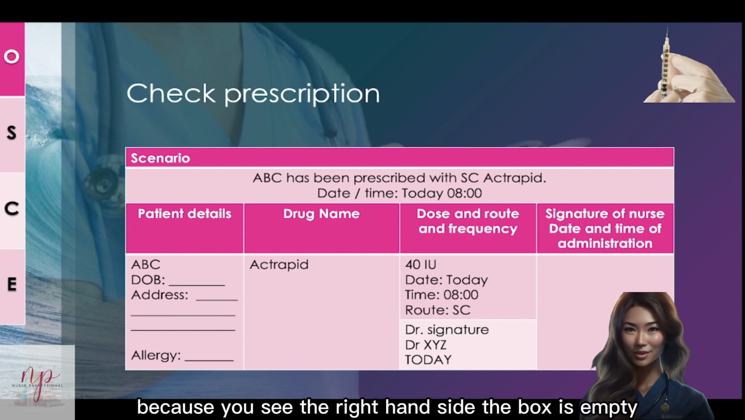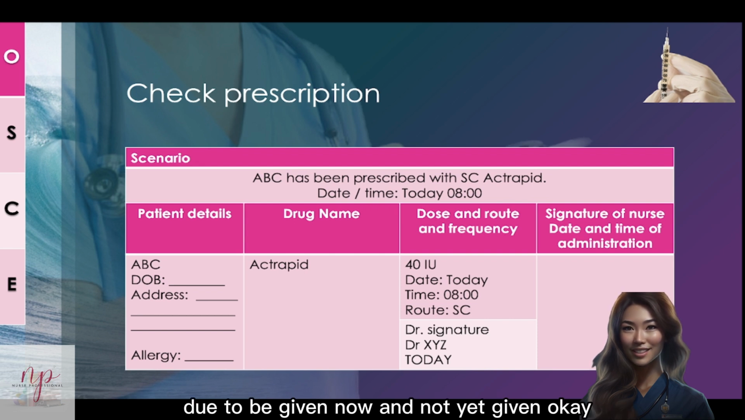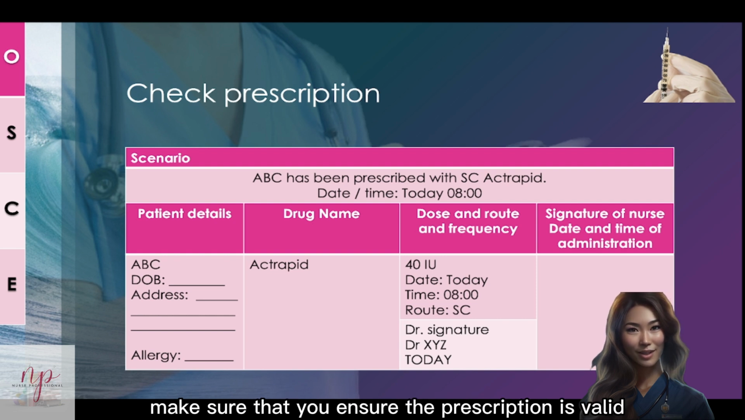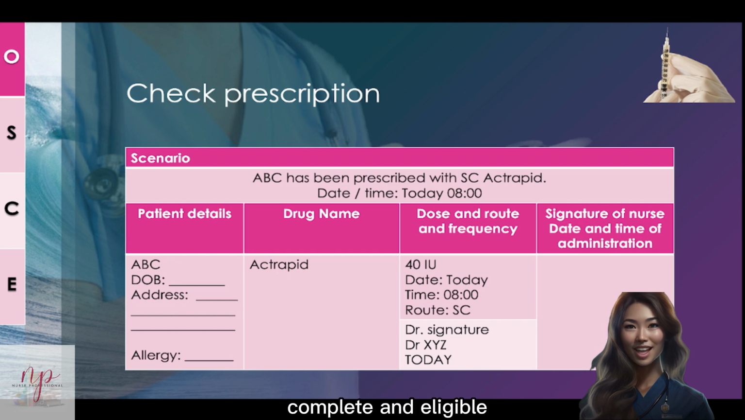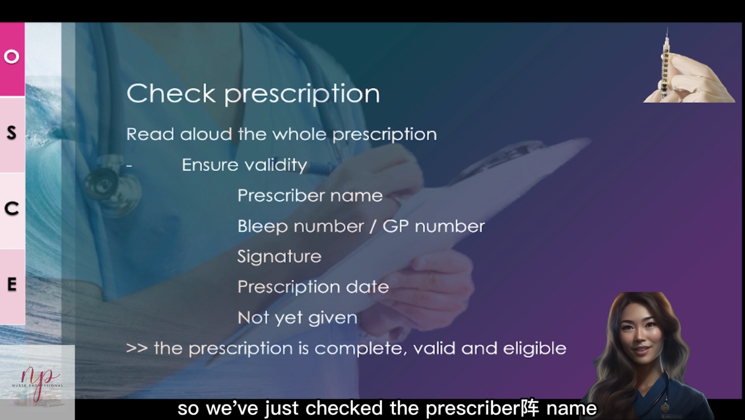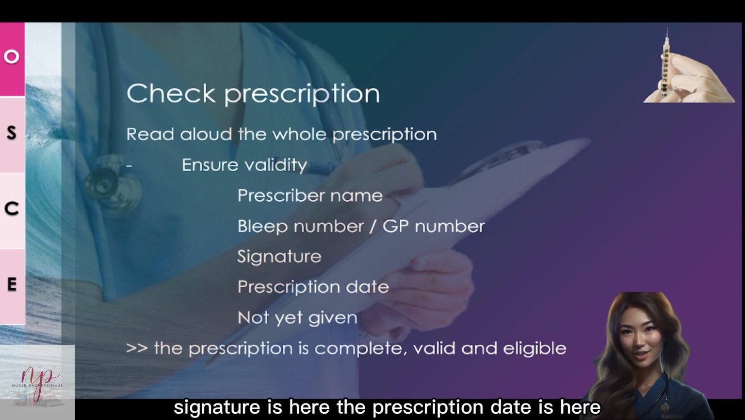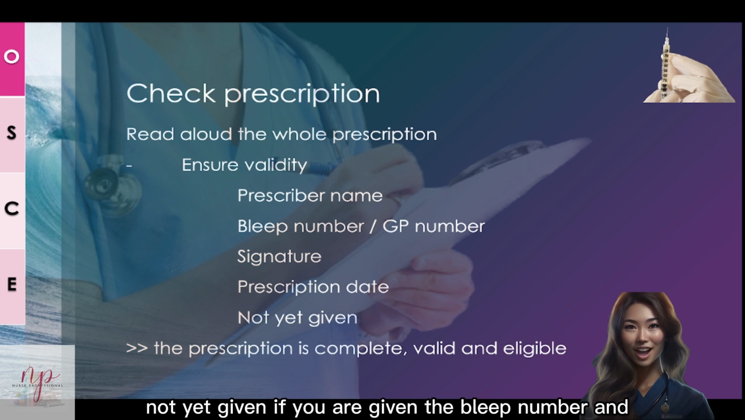Because you see the right hand side, the box is empty, nothing is written down, so due to be given now and not yet given. Okay, so besides you check the 5 rights, make sure that you ensure the prescription is valid, complete and eligible. So we've just checked the prescriber name, the signature is here, the prescription date is here, not yet given.